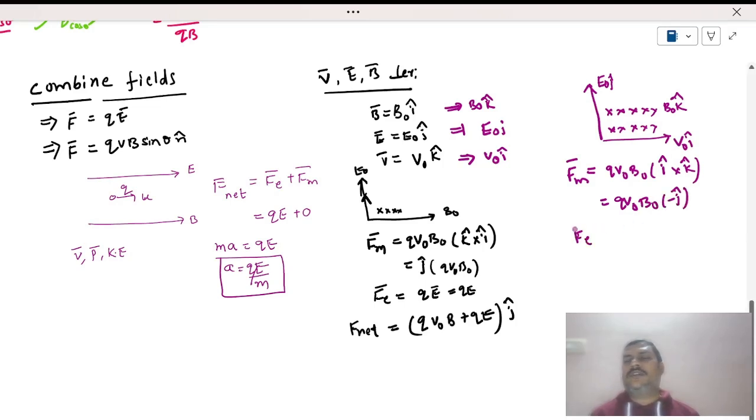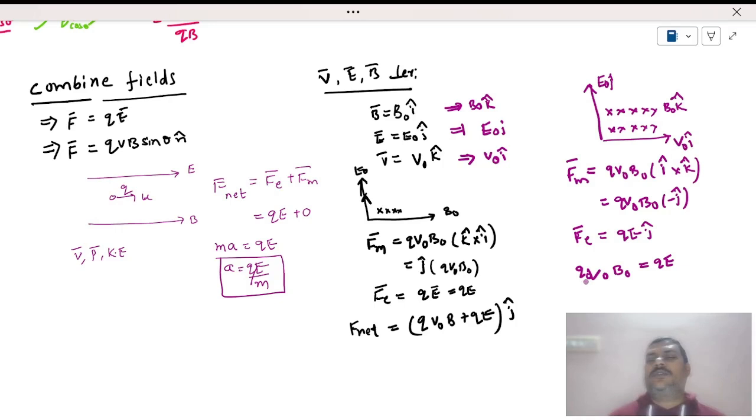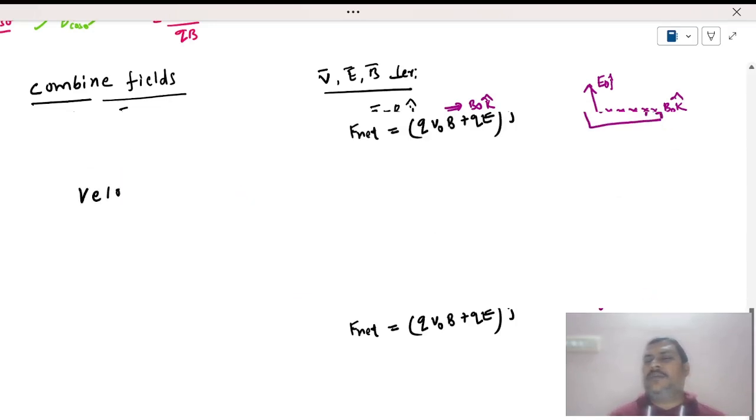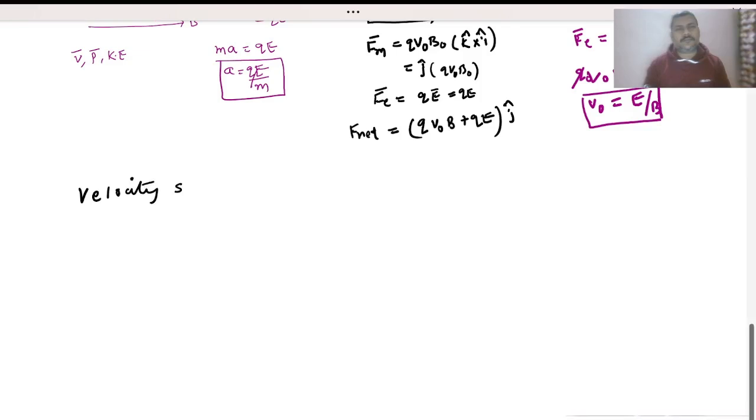Similarly, the electric force on a positive charged body is along the same direction, QE J cap. Now suppose Q V naught B naught is equal to QE. Then the net force is the subtraction, Fe minus Fm, which is equal to 0. So when the force due to the magnetic field and the force due to the electric field are equal, the net force is 0. Then the velocity of the particle is equal to E by B. This is called the velocity selector, V naught. So the velocity is the ratio of electric field to magnetic field.